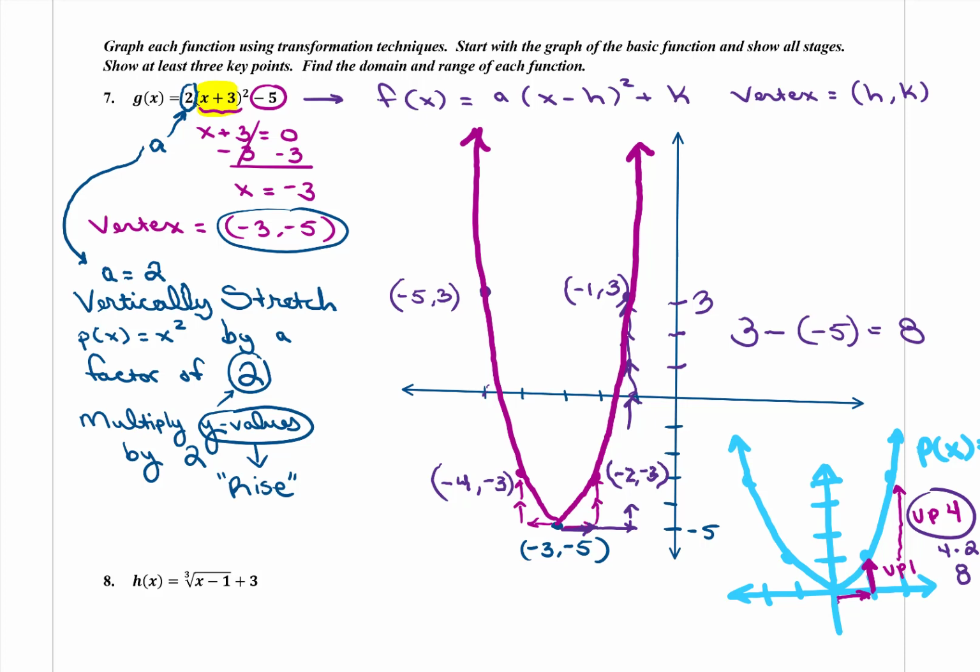The domain would be all the reals. The range would be the half-closed interval from negative 5 to infinity, or the set of all y such that y is greater than or equal to negative 5. So that would be the domain and range.